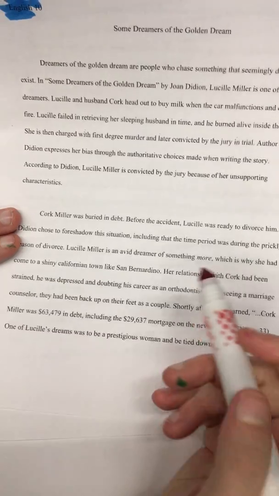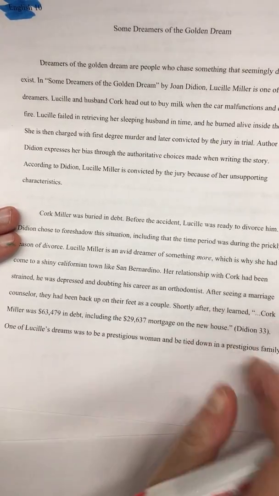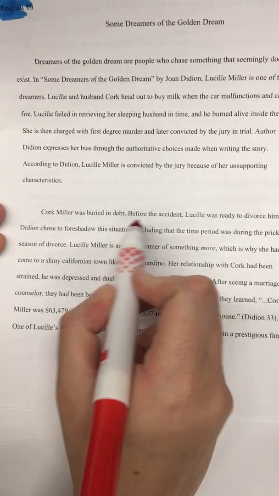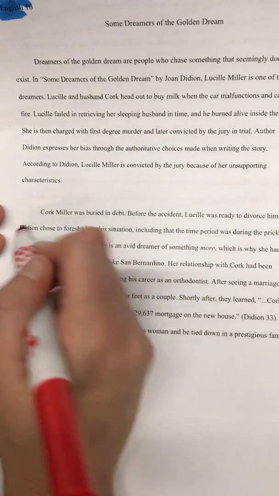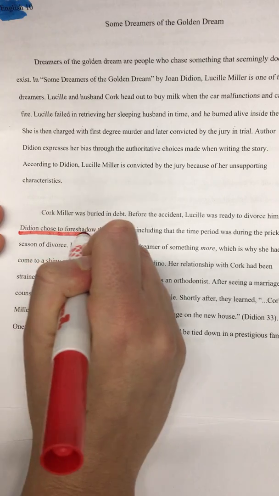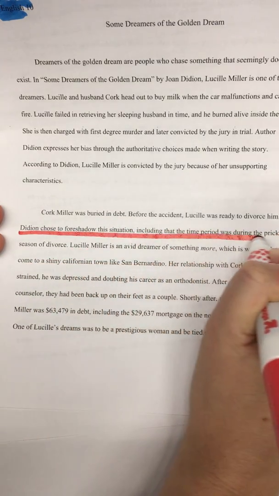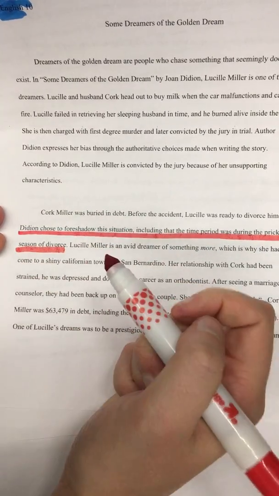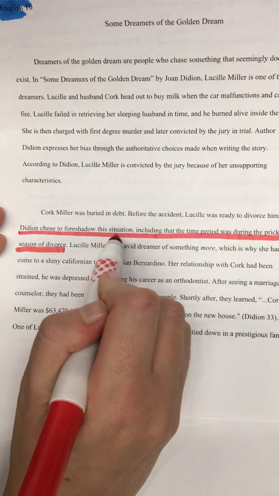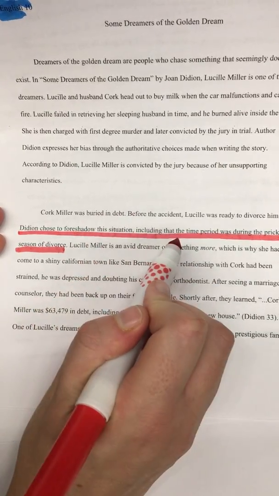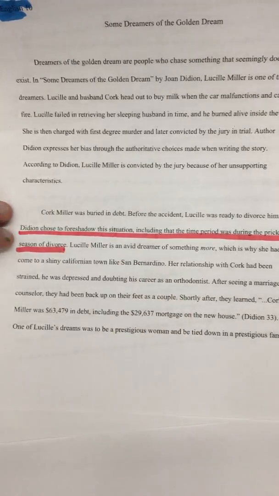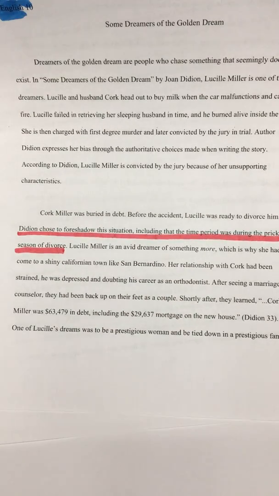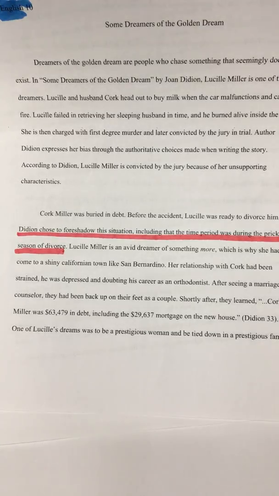So in this example, coming from Some Dreamers of the Golden Dream, Cork Miller was buried in debt. Before the accident, Lucille was ready to divorce him. That's not quite an argument yet, but here we have an argument. Didion chose to foreshadow the situation, including that the time period was during the prickly season of divorce. So here we know that this person is going to talk about the situation of debt and how it is foreshadowing and how Didion is choosing to do that. So we do get the argument. We know they're going to talk about debt, and we know kind of what they're saying about it.